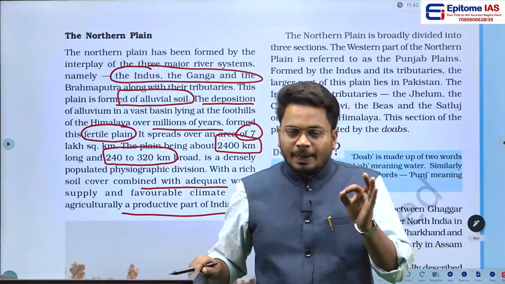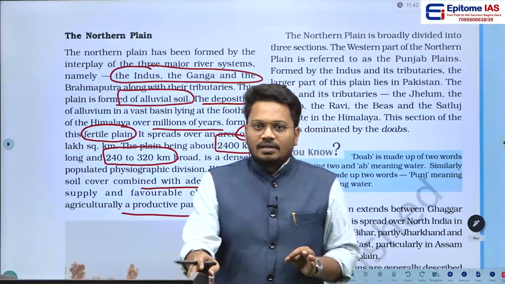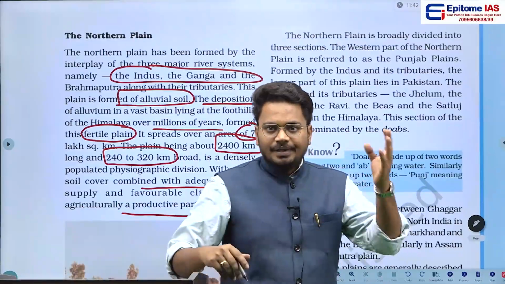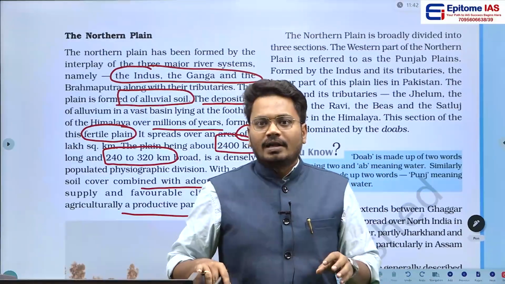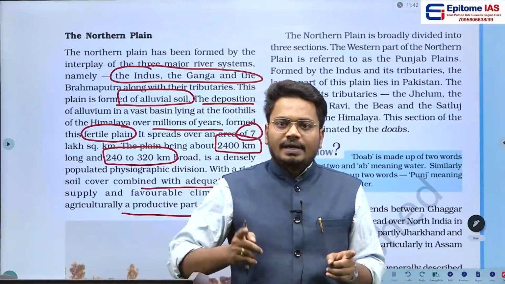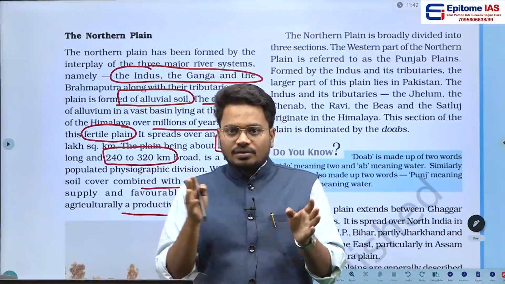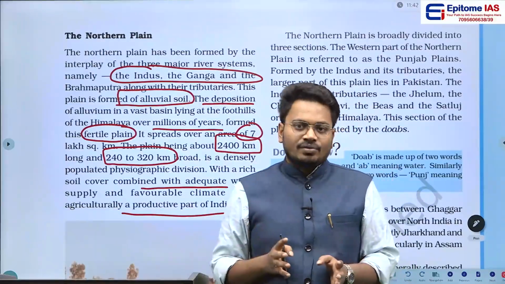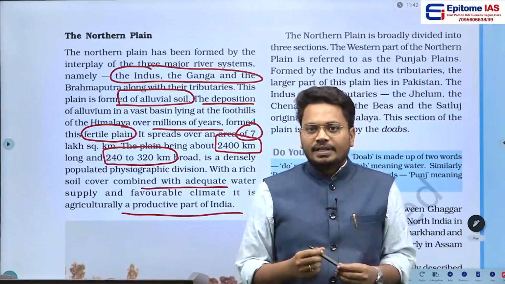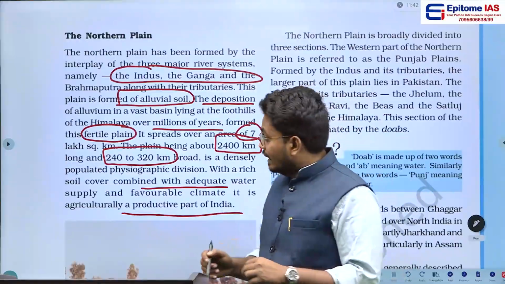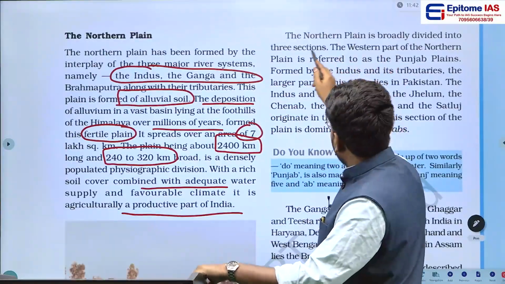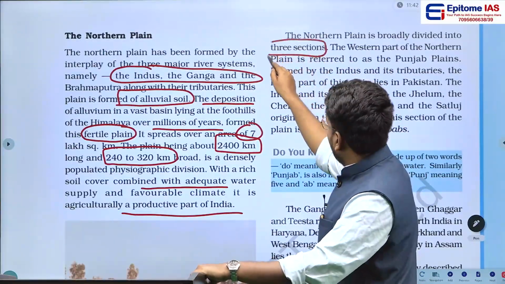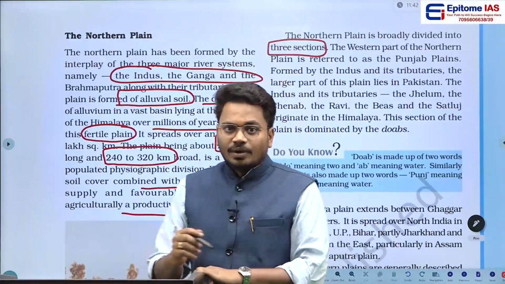Now, if you see these northern plains, right, if you remember in the previous class, we studied these Himalayan mountains, right. So we divided the Himalayan mountains into certain parts or sections depending upon their longitudinal extent and latitudinal extent. In the same way, if you see these northern plains, again we can divide them into 3 sections. What are these 3 sections?